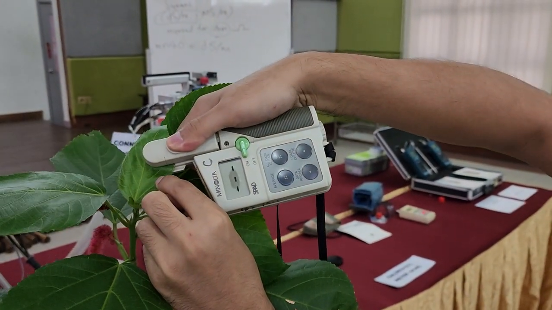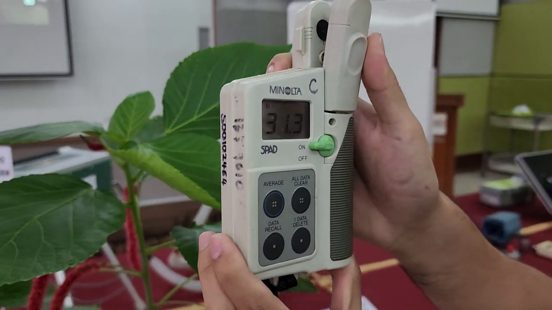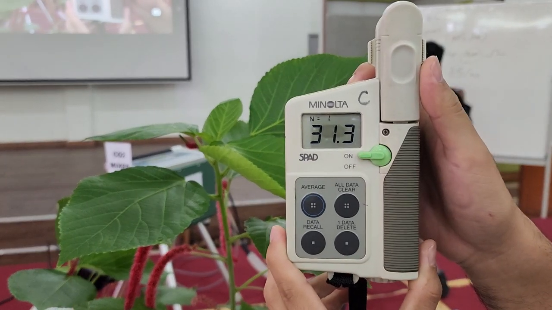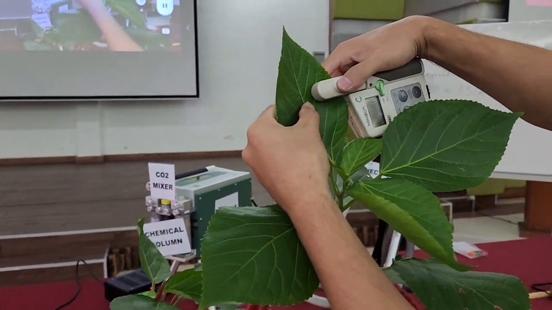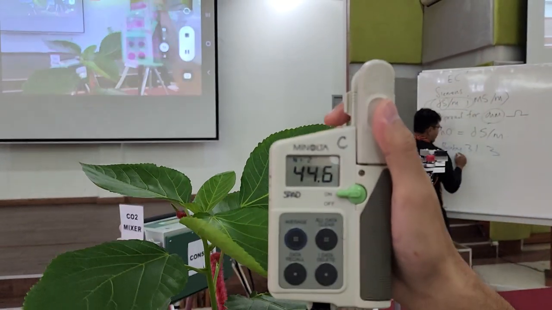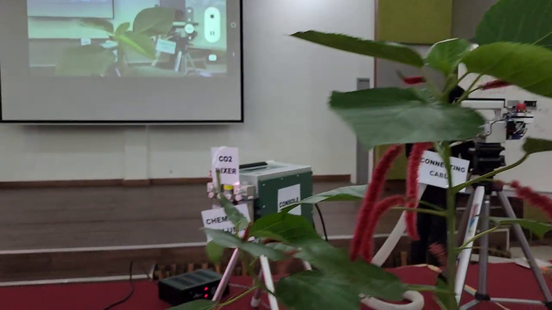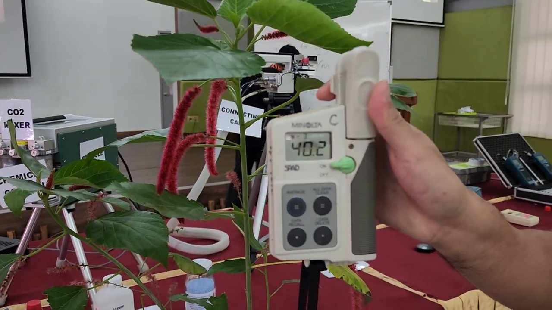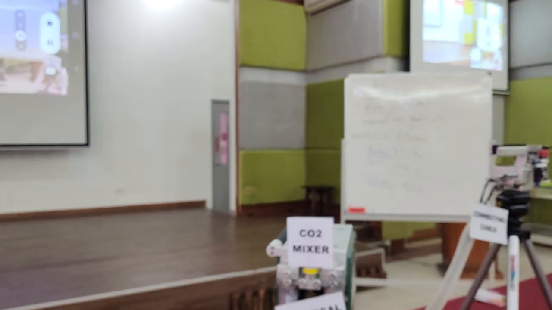Let's measure. The developing baby, what's the chlorophyll like? Somebody please memorize the value, or I can write on the board. What's the value? 31.3. Okay. What about uncle? Forty-four point six. What about the hungry ama? Ama. 40. All right. So what does this tell you?